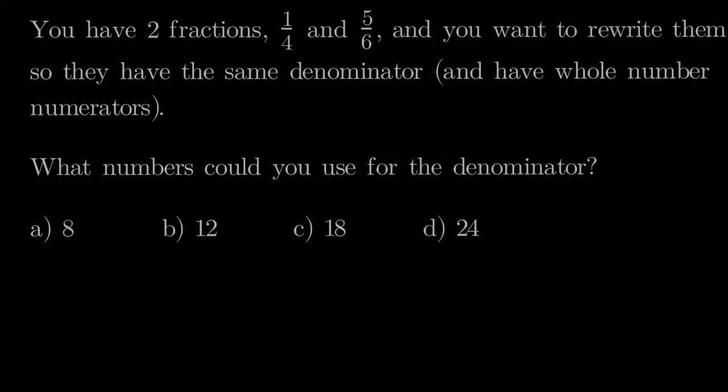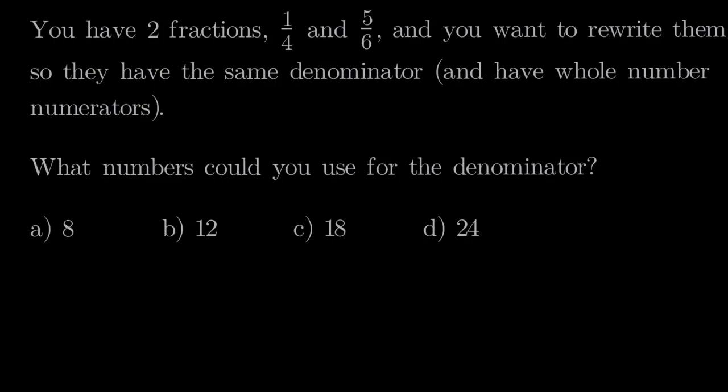You have two fractions, 1/4 and 5/6, and you want to rewrite them so they have the same denominator and have whole number numerators. What numbers could you use for the denominator? So here's our fractions, 1/4 and 5/6, and we want to rewrite these fractions to have new denominators. So we currently have a 4 and a 6 as our denominator. Can we just pick any new thing, like maybe 5? Could we say, let's change them both to have 5 as the denominator? The answer is no. We have to pick a multiple of 4 and 6. A multiple is some number that we can multiply 4 by and get this number as an answer.